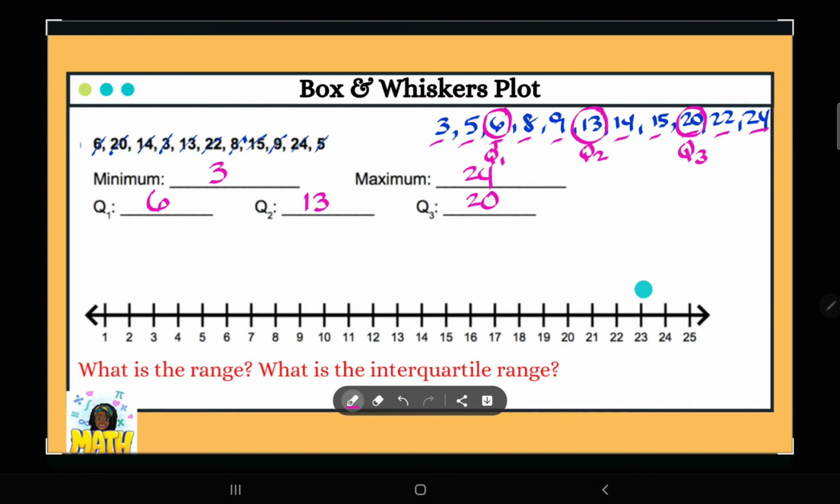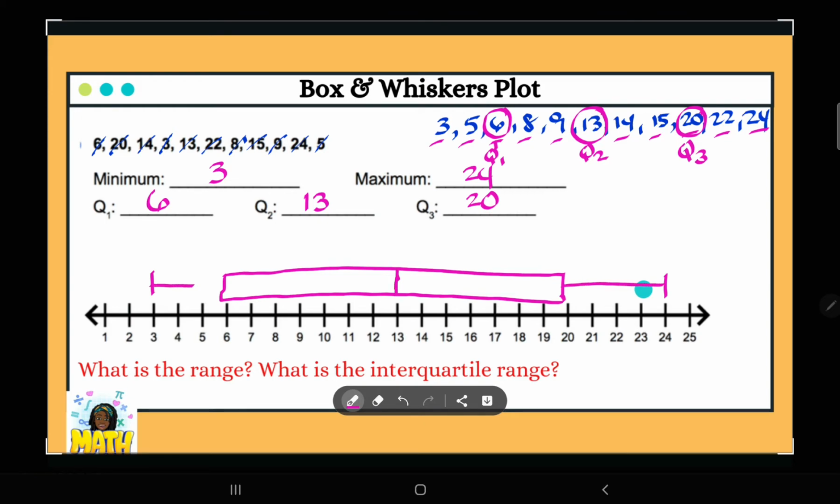Now let's go ahead and construct our box and whiskers plot. So we put a line on 3, a line on 6, a line on 13, a line on 20, and a line on 24. We're going to use the 3 inside lines to construct our box. Sorry, my drawing is not perfect. And then we're going to use the whiskers to connect to the maximum and to the minimum. So here we've created our box and whiskers, and we can label min, Q1, Q2, Q3, and our maximum.